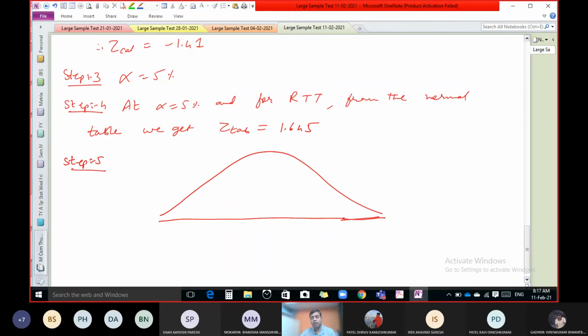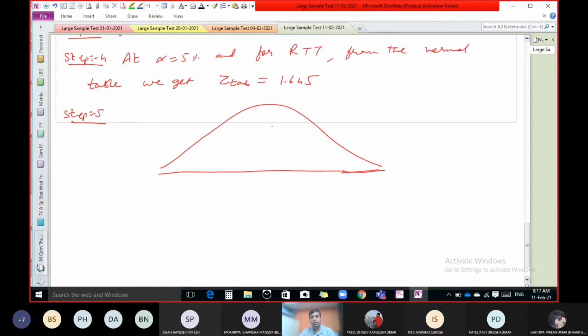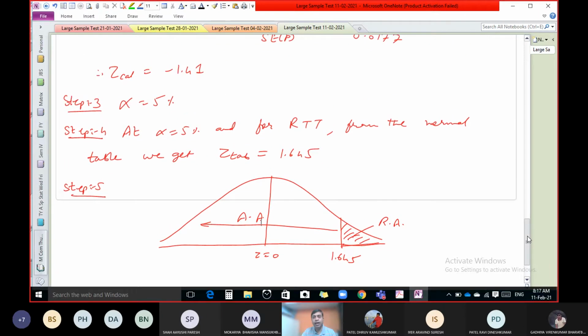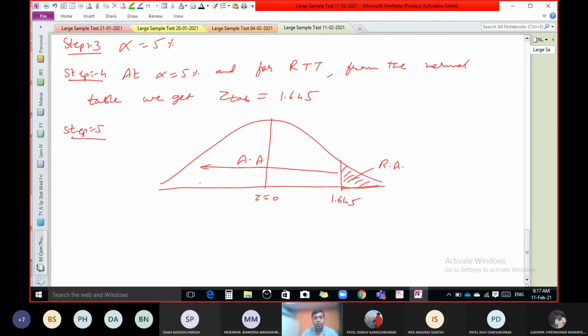Now step 5. In the middle, Z equal to 0, because it's a right tail test. Let us say this is 1.645 on the right side. This area is the rejection area. This area is the acceptance area. My value of Z cal is minus 1.41, so it should be here, minus 1.41.